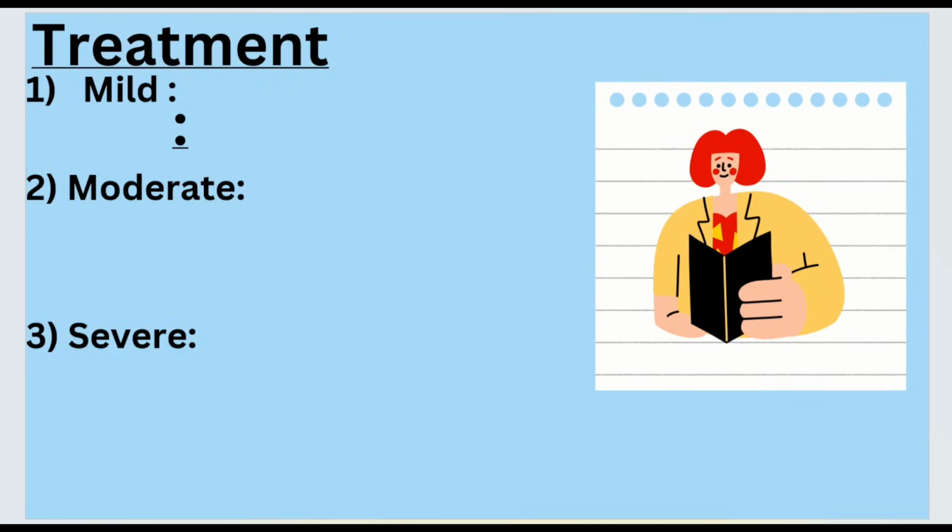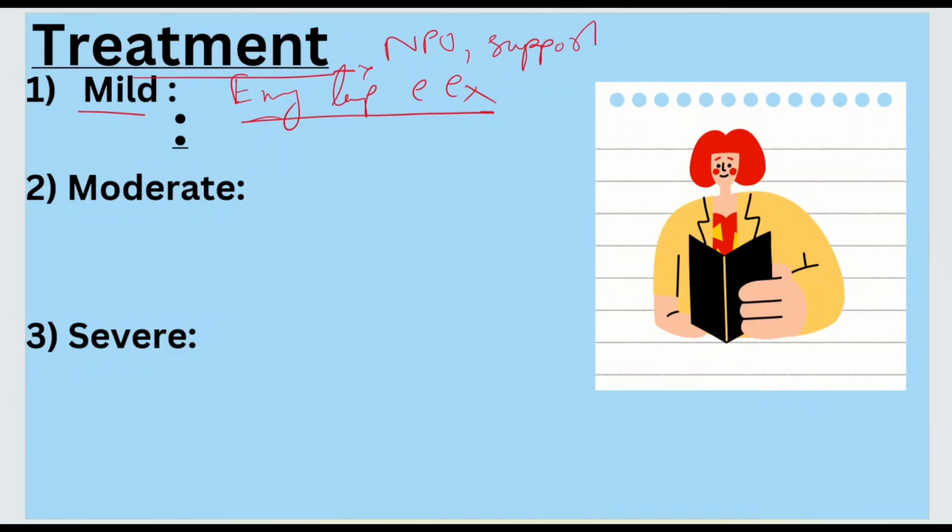Now let's talk about the treatment part. So what we do for mild acute cholecystitis, we definitely go for emergency laparoscopic cholecystectomy after stabilizing the patient. First we keep the patient NPO, give supportive management. That means IV fluid, broad spectrum antibiotic and all. After that, go for emergency laparoscopic cholecystectomy.